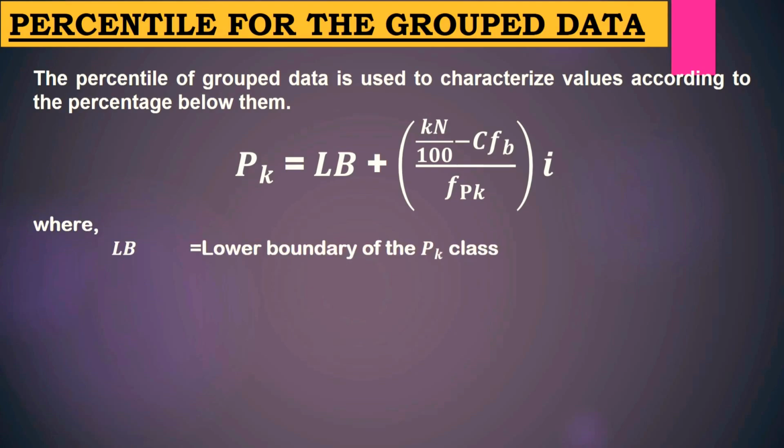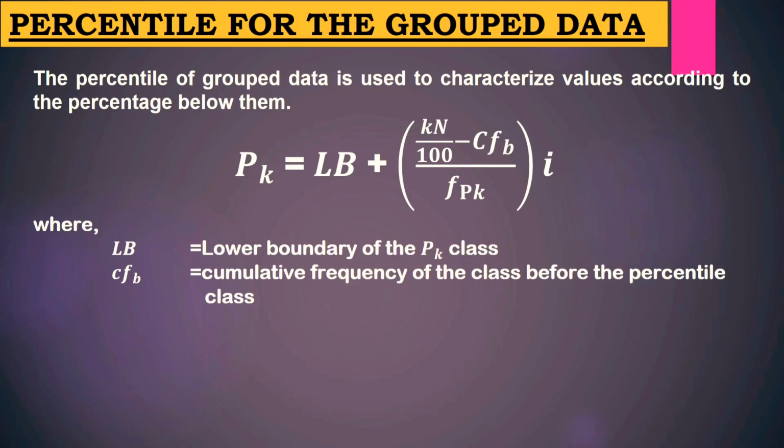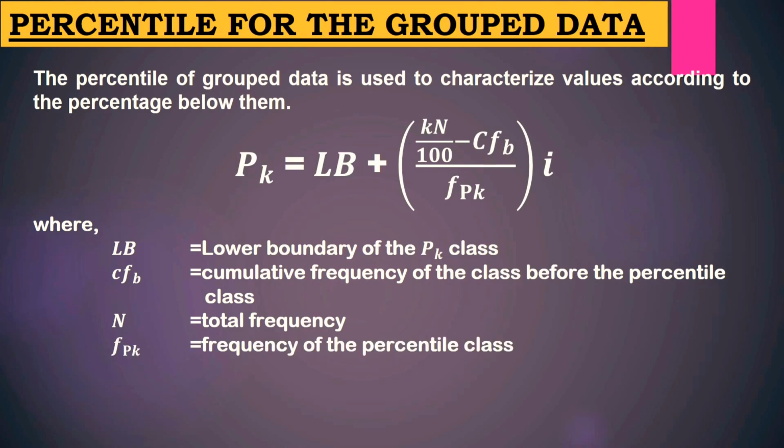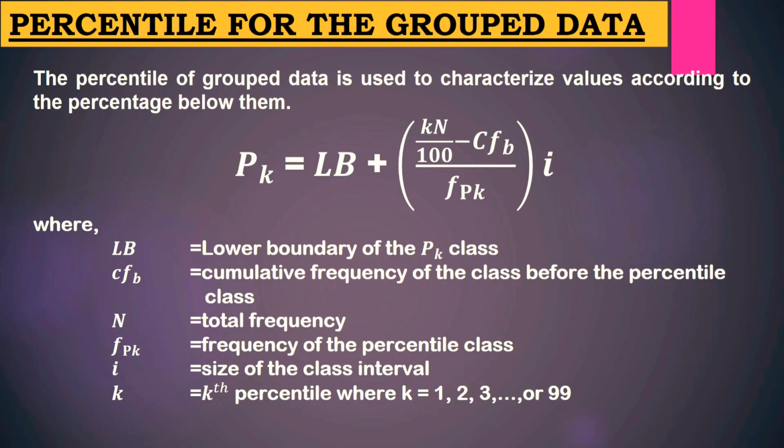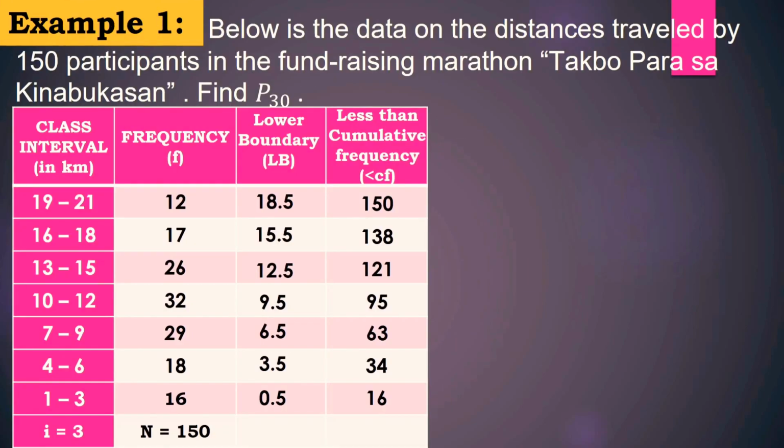Okay, so where LB again is the lower boundary. CF sub B is the cumulative frequency of the class before the percentile class. N is the total frequency. F sub P sub K is the frequency of the percentile class. I is the size of the class interval, and K is the kth percentile, where K is either 1, 2, 3, up to 99. So here's our example.